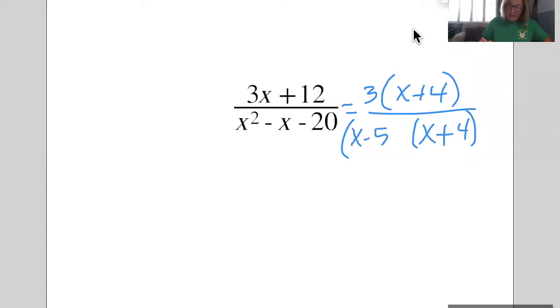X minus 5. So those two x plus 4's factor away. You're left with 3 divided by x minus 5. And that is correct.